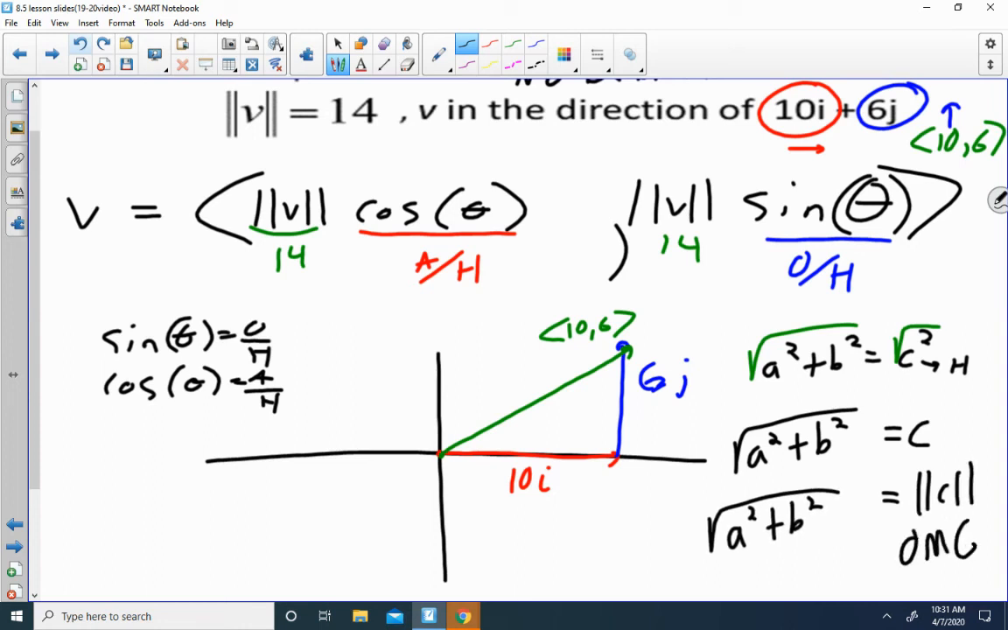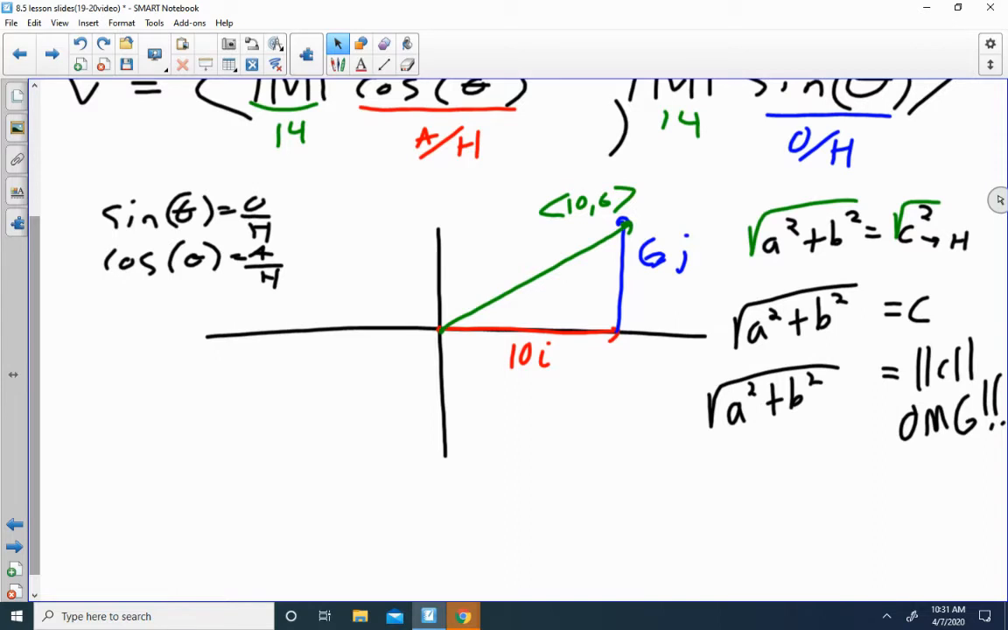Oh my God! You guys knew how to find magnitude this whole time. It's literally the Pythagorean theorem. And that just made my day. Well, I mean, I already knew that, but that probably made your day a little bit. But anyway, you guys know how to find magnitude. You've known how to do it all along. You just had to do the Pythagorean theorem. So let's go ahead and do it.